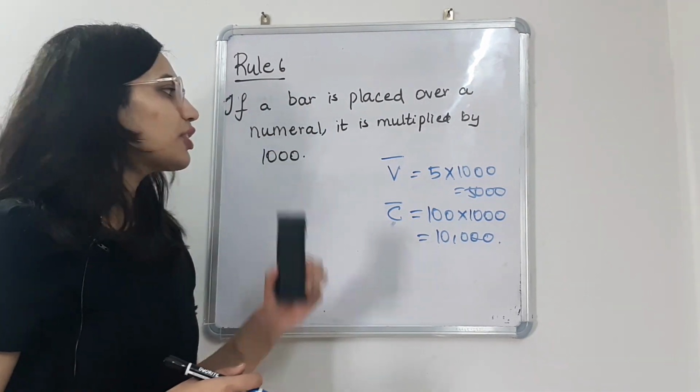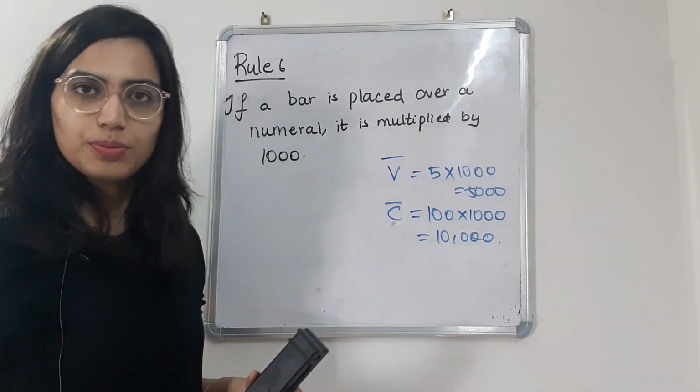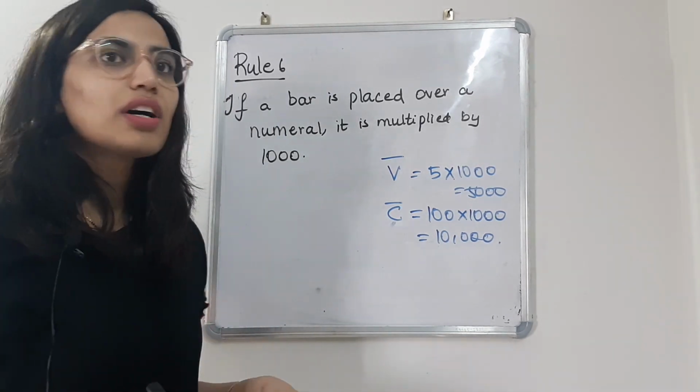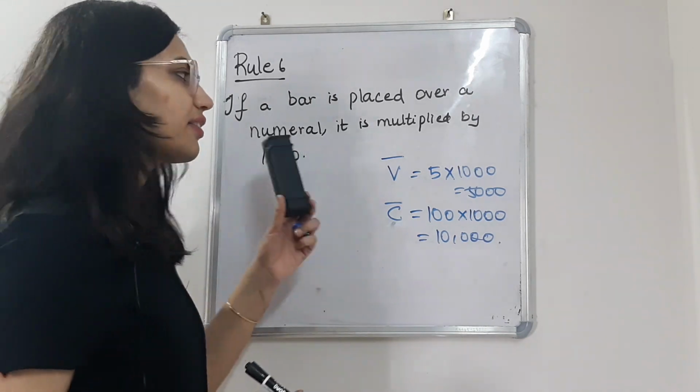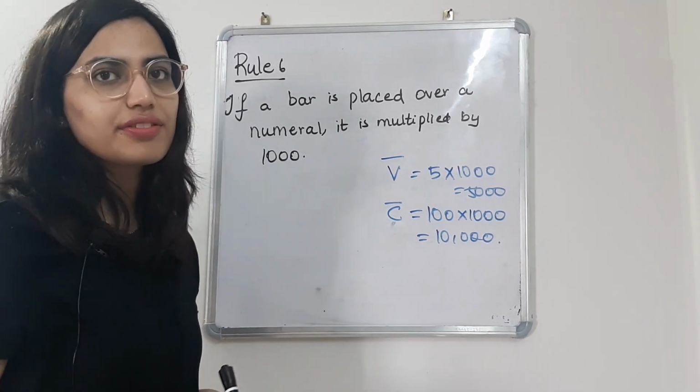So now using these rules, let's quickly write the frequently used Roman numerals, and then I'll show you how we have used all the rules and how we have written the numbers from 1 to 50 or 100 and so on.